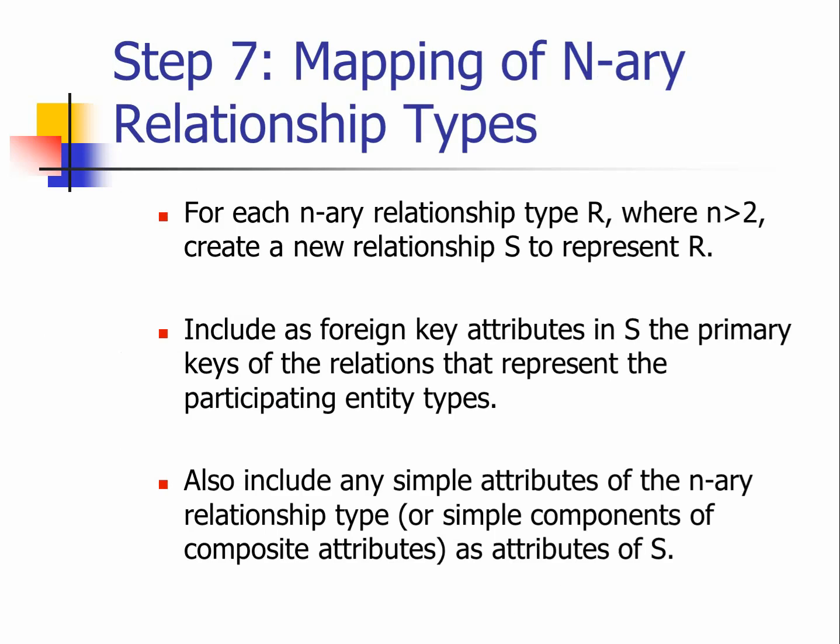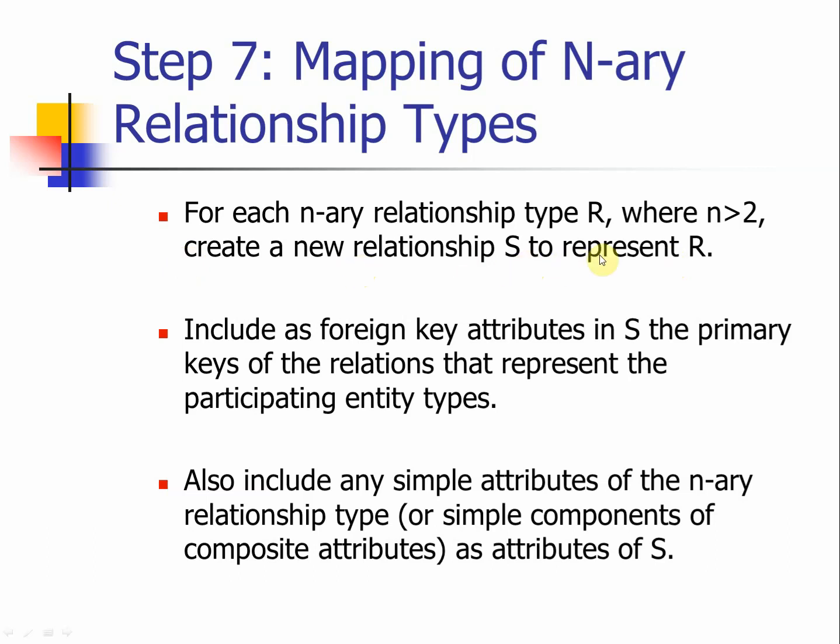Step number 7 is mapping of unary relationship types. Since this is also part of the ER diagram, we have to talk about it. For each unary relationship type R where n is greater than 2, if n is equal to 2, we have step 3 through step 5 to help us handle that already. So for n greater than 2, we need to create a new relationship S to represent it.